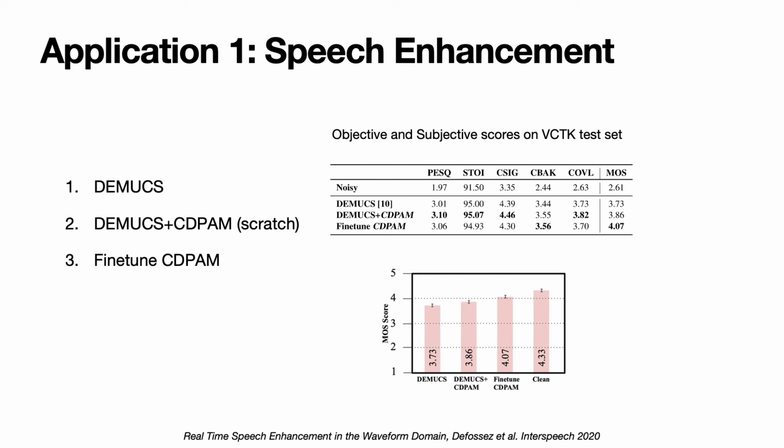To further see if CDPAM can improve upon the existing state-of-the-art real-time speech denoiser, we supplement our model CDPAM in two different ways. First, we train the model using a combined loss including CDPAM from scratch, and second, we pre-train the model using conventional losses and then only fine-tune using CDPAM. Now, looking at the subjective MOS ratings, both our models are able to achieve higher scores than the baseline. Let's listen to one such example.